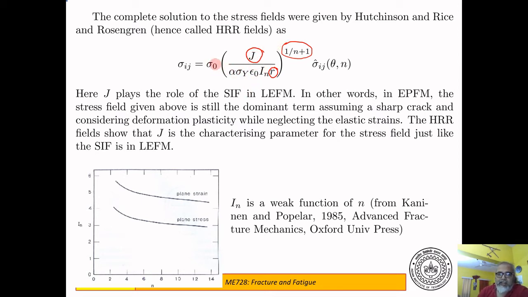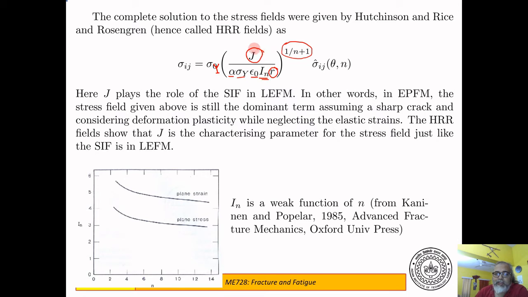There are a few other terms. This is sigma y, I'm sorry. So there are a few other terms: alpha, sigma y, epsilon naught. These are terms that are there in the Ramberg-Osgood stress strain relation that we have assumed for the material. So these are material constants that are known. There is one more quantity called In.